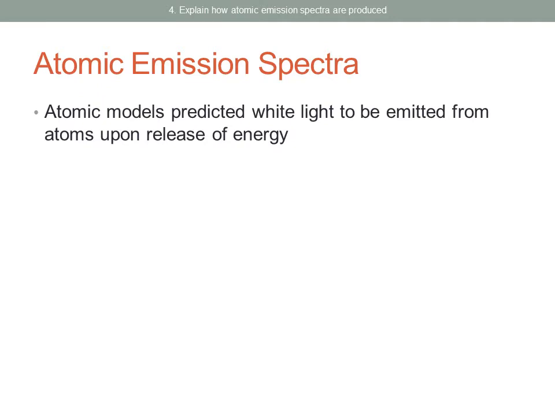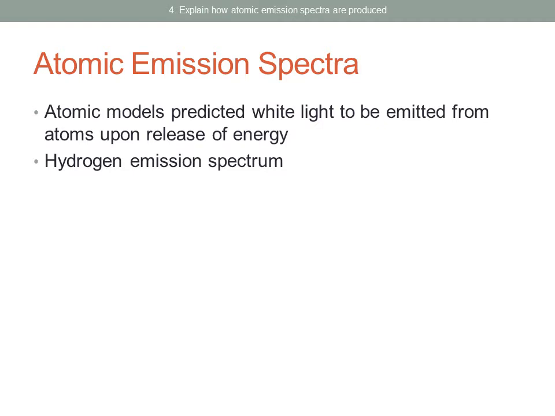So what exactly are atomic emission spectra, and how does that apply to what we're trying to figure out here? Well, the problem was this: the models of the atom back in the early 1900s predicted that white light should be emitted from atoms upon their release of energy. In other words, we should see what we see from the sun. But that is absolutely not what we see.